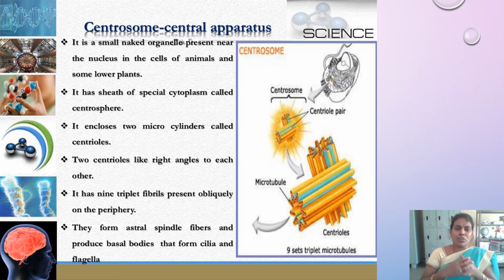Now let us see one more important cell organelle, centrosome. These centrosomes are small naked organelles present near the nucleus. These are very useful during cell division. It has a sheath of special cytoplasm called centrosphere. Internally, if you see, it contains two micro cylinder-like structures which are called centrioles. These centrioles are present just like right angles to each other. These are very important during cell division.